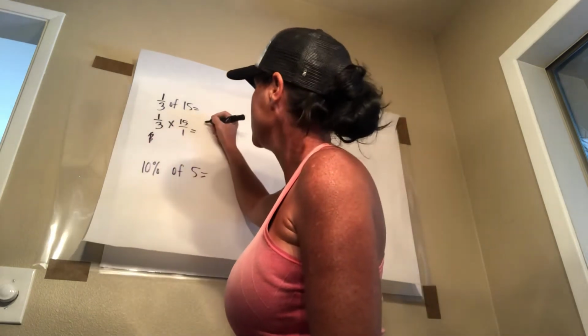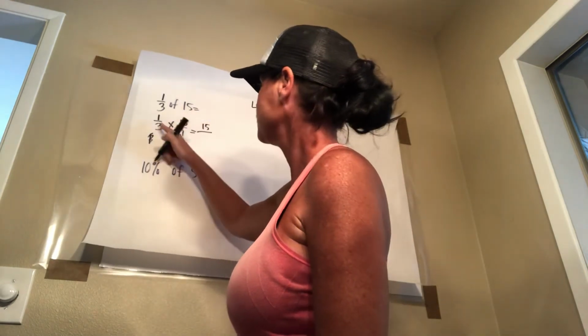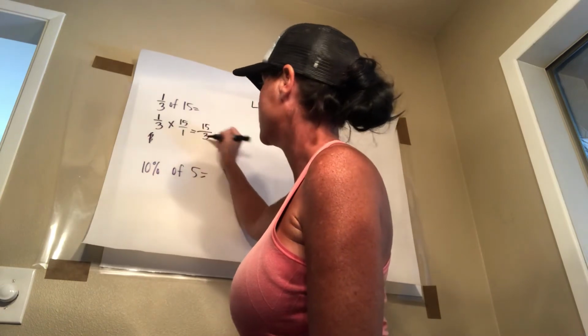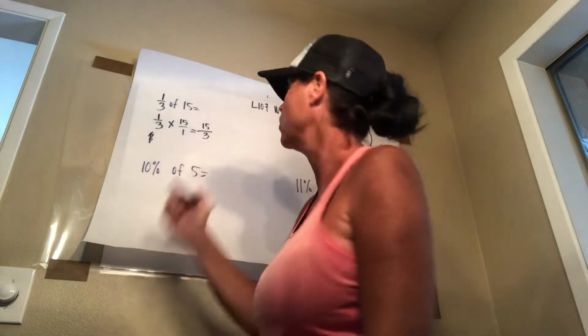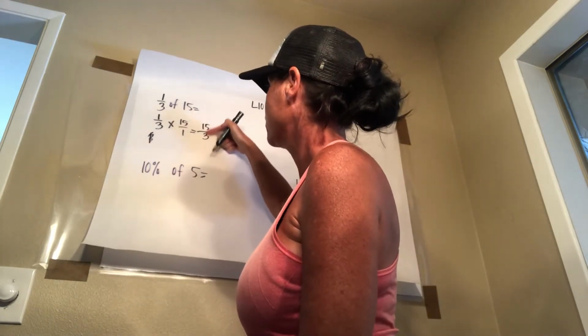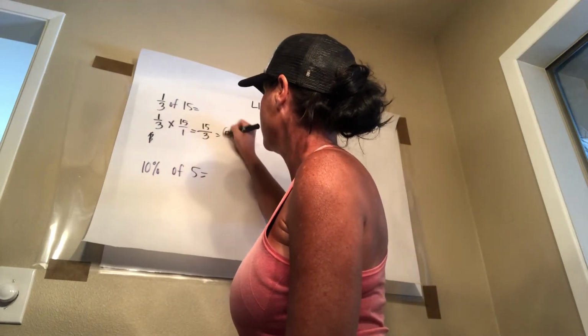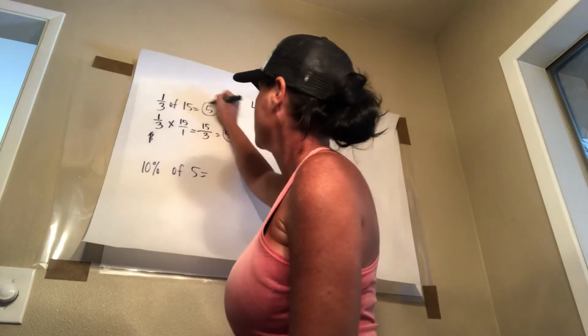1 times 15 is 15. 3 times 1 is 3. This is an improper fraction, so we need to put it in simplest form. 15 divided by 3, or 3 goes into 15 5 times, so my answer is 5.